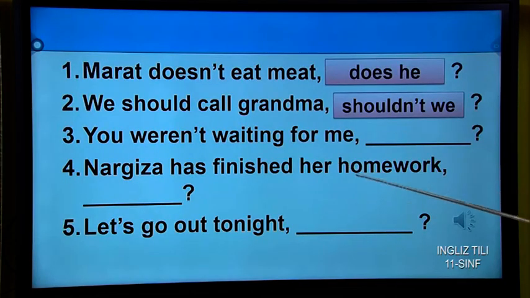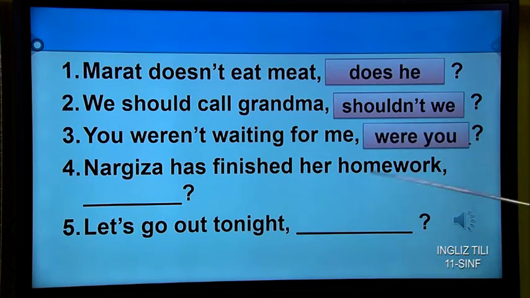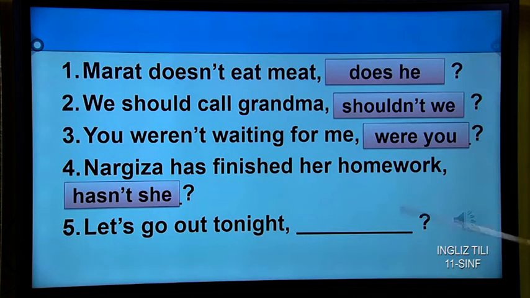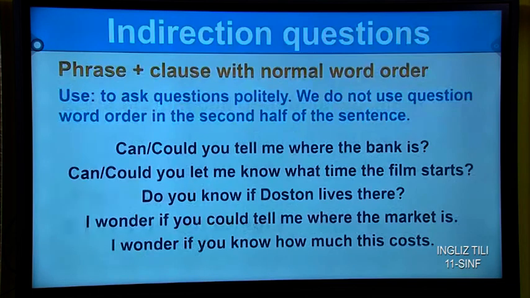Let's check your answers. The first one: Marat doesn't eat meat. Question tag: does he? We should call grandma. Your answer? It is shouldn't we? You weren't waiting for me. Were you? Nargiza has finished her homework. Hasn't she? Let's go out tonight. Shall we?